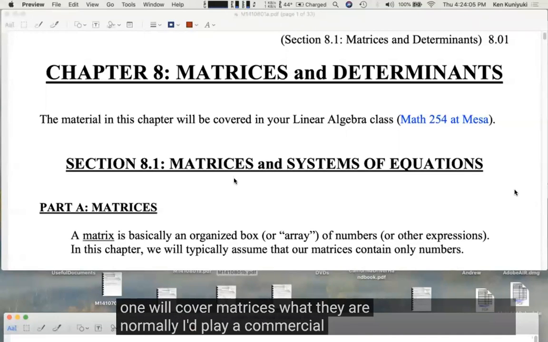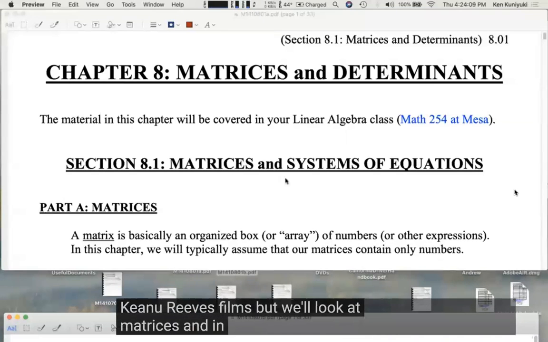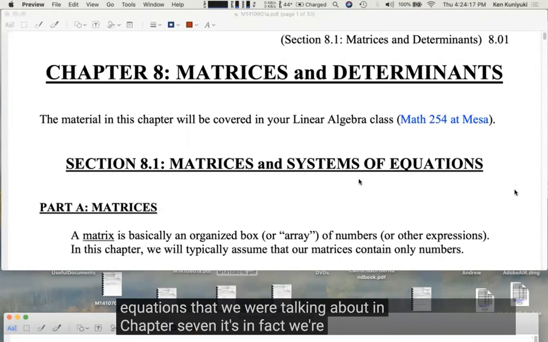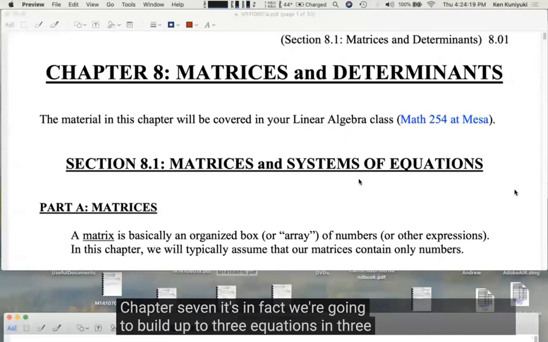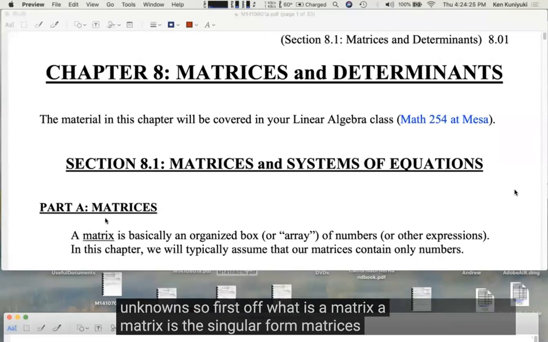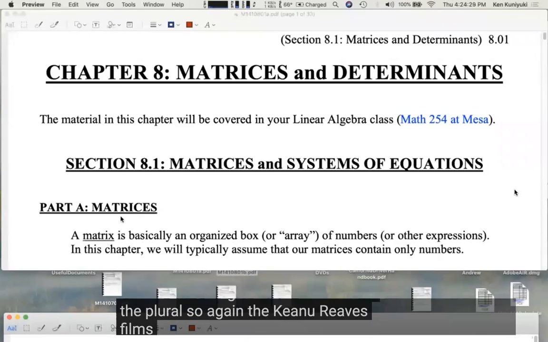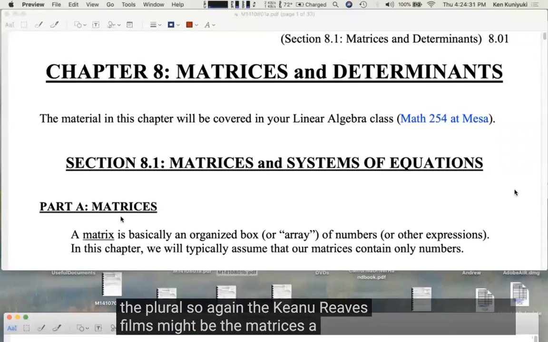Normally I'd play a commercial for the Keanu Reeves films, but we'll look at matrices. And in this section, we'll relate them to the systems of linear equations that we were talking about in chapter 7. In fact, we're going to build up to 3 equations in 3 unknowns. So first off, what is a matrix? A matrix is the singular form. Matrices is the plural. So again, the Keanu Reeves films might be the matrices.